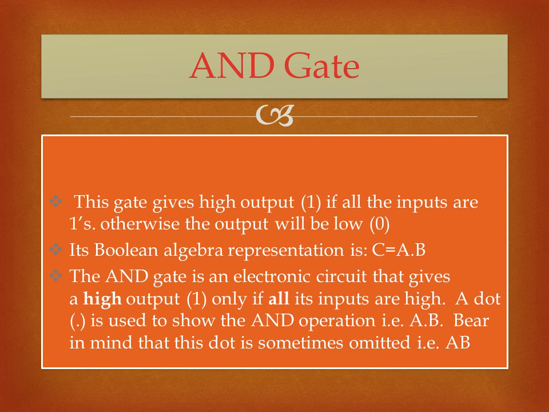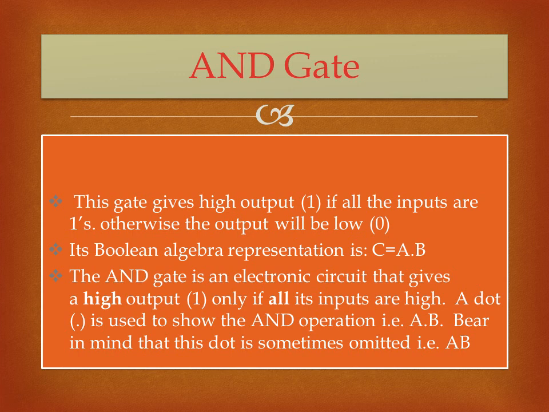First, the AND gate. This gate gives a high output if all inputs are one, otherwise the output will be zero. In Boolean algebra, it is represented as C equal to A dot B. The AND gate is an electronic circuit that gives a high output 1 only if all its inputs are high. A dot is used to show the AND operation. Therefore, we write A dot B, and this dot is sometimes omitted, giving AB.